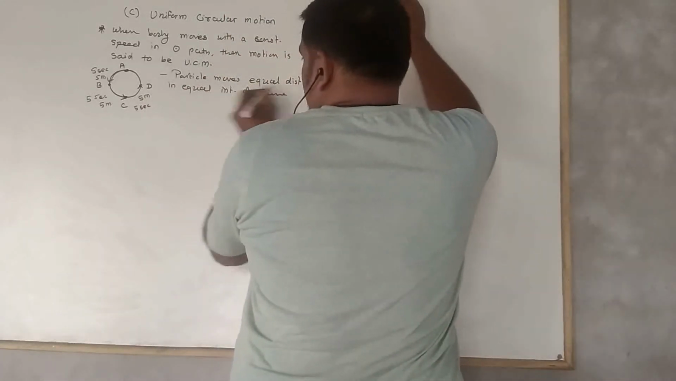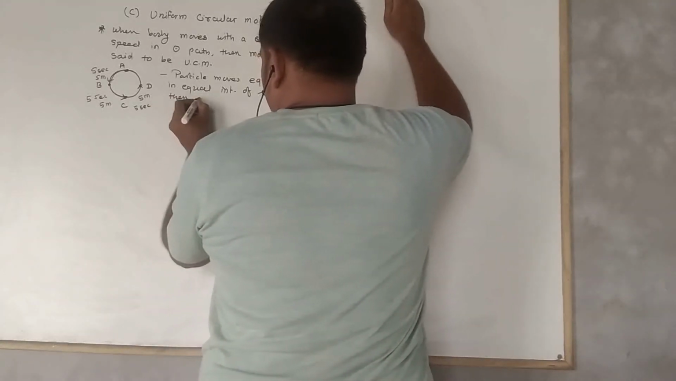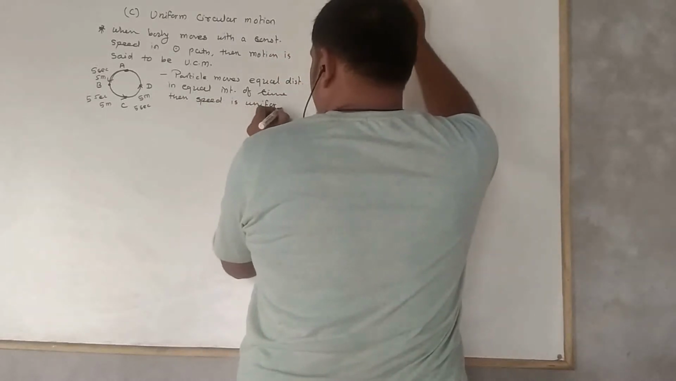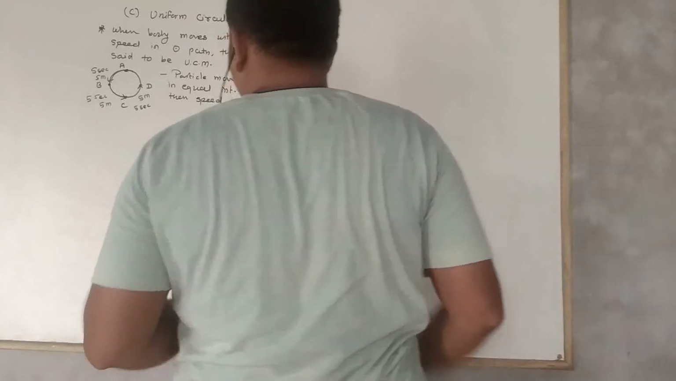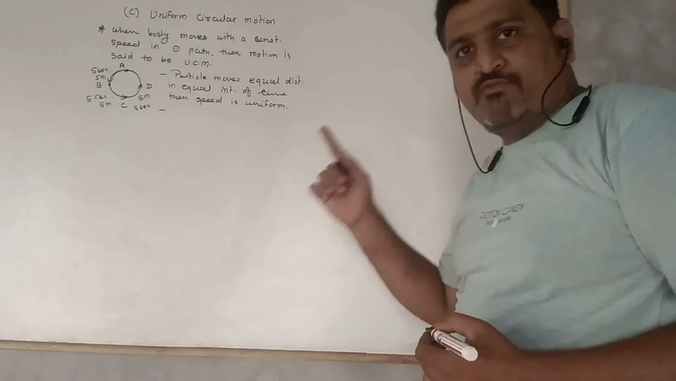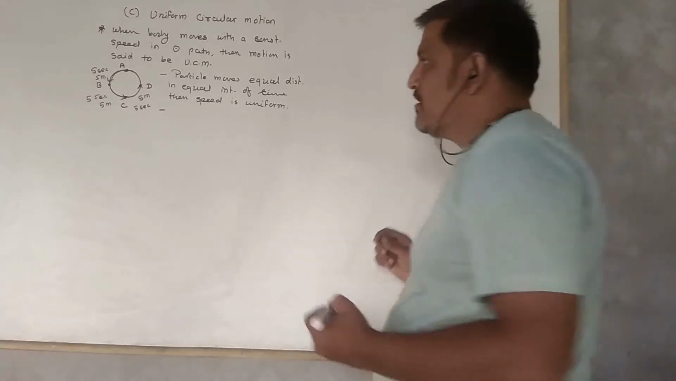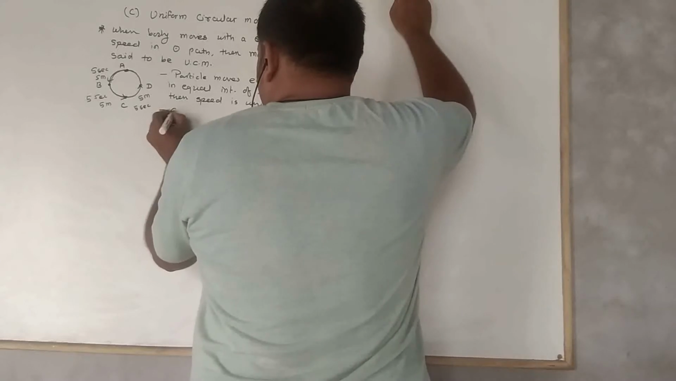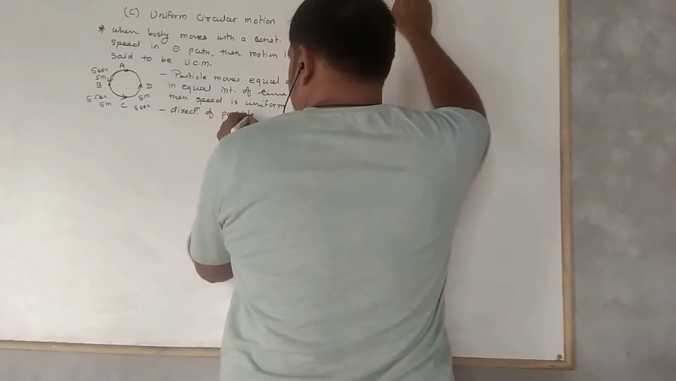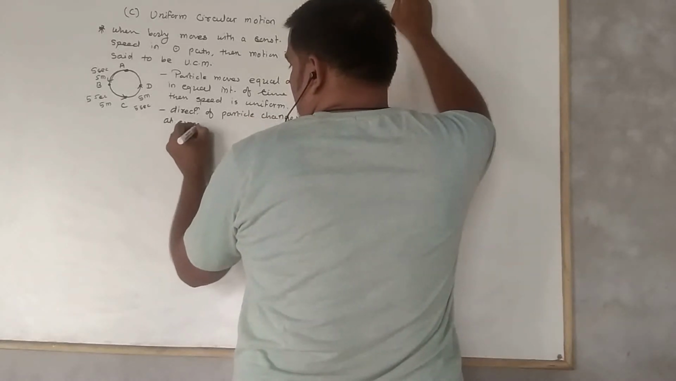So the particle moves equal distance in equal intervals of time, then the speed is uniform. But at the very same time, we can see that at every instant this particle changes its direction also, right? So the direction of the particle changes at every instant.